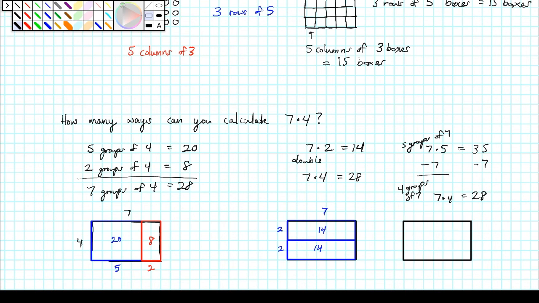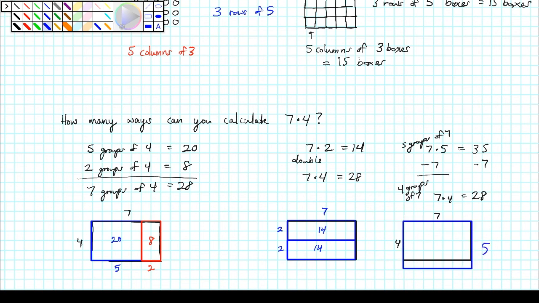And I go, well, this is 7 times 4, and I like 7 times 5. So it's 35. But then we're going to go in there and subtract off one group of 7. So I had 5 groups of 7 is 35. So we subtract off 7 there. And so we're left with 28 in the box.